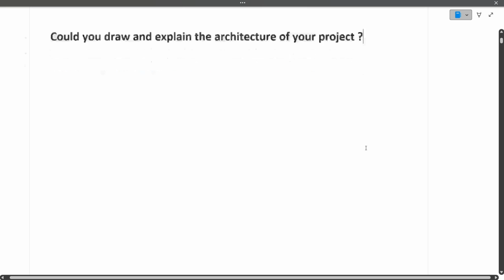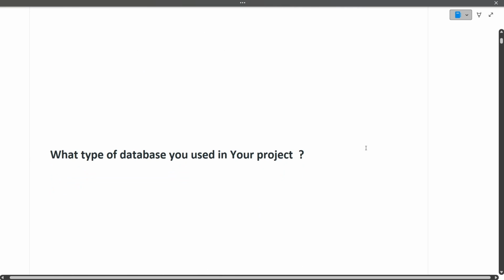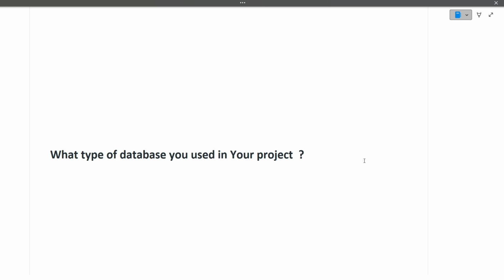Okay, next thing is, what type of database do you use in your project. So there can be SQL databases, like MySQL, and there can be NoSQL databases also. So you can use anything based on your need. I know in many school projects or college projects, you use an SQL database because it's very simple.